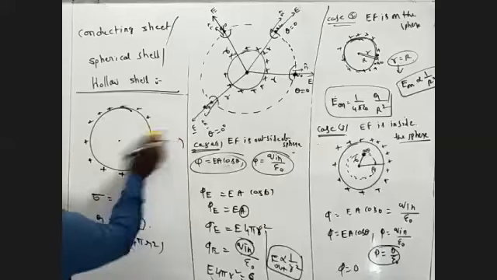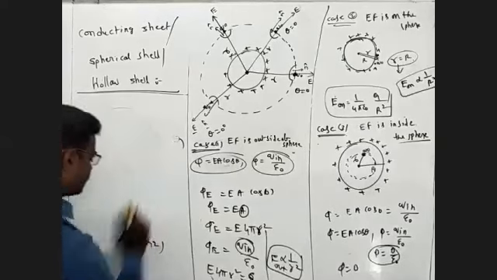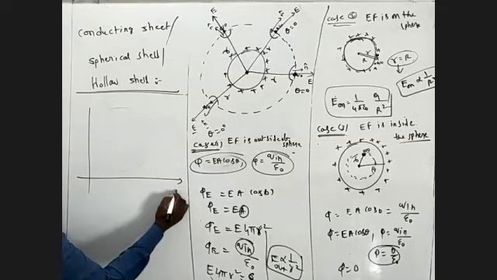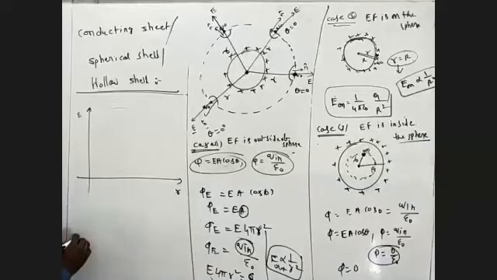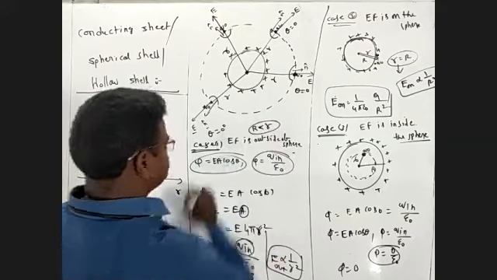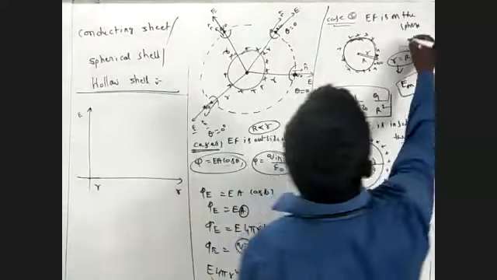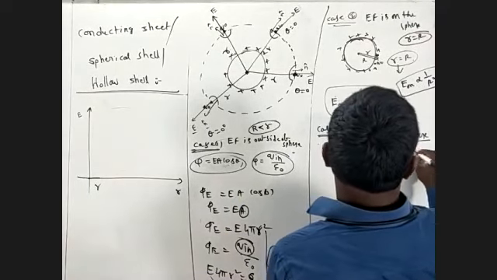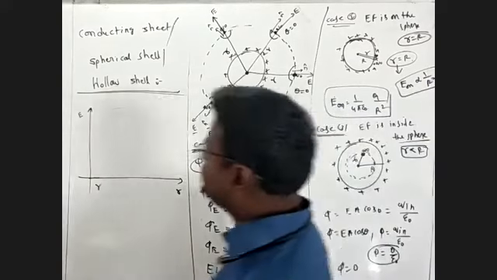So we are going to calculate. Next, we draw the graph. This axis is distance and this is the electric field. Case 1: r less than capital R. Case 2: r is equal to capital R. Case 3: r greater than capital R.